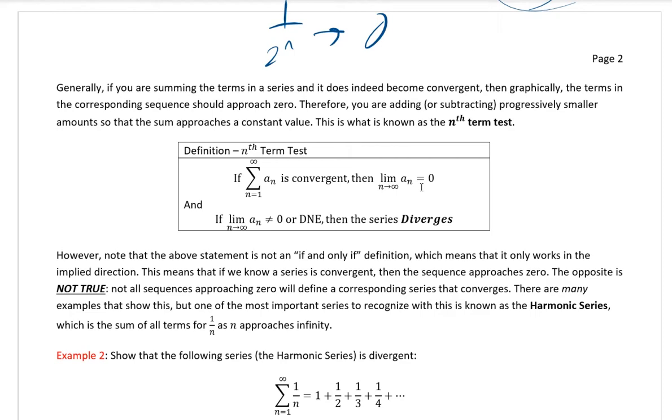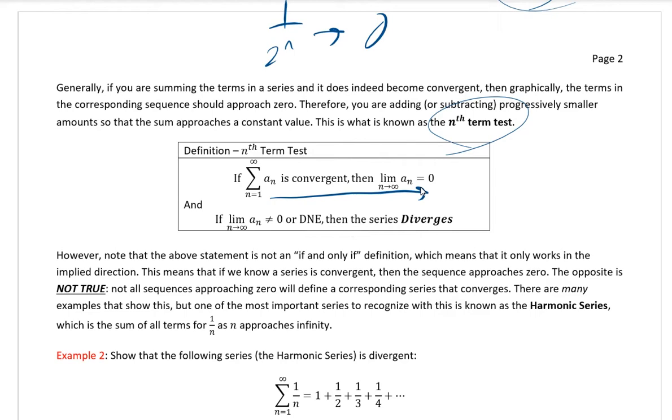The unfortunate thing is this, which is called the Nth Term Test. This is not true in the reverse. We do not know that if a limit of a sequence goes to 0, that the series is convergent. This is not true. We cannot go the backwards way. We can only go in this direction. And we'll actually have an example in a moment of why that is.